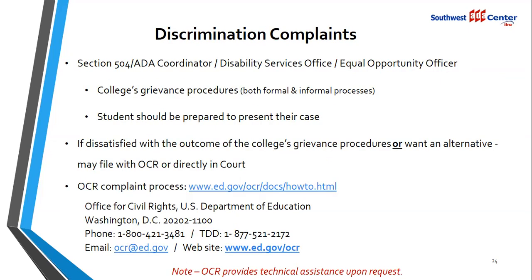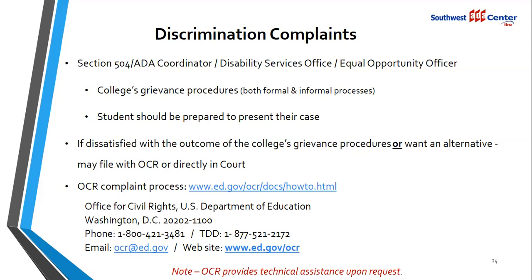Discrimination complaints. If the student believes they have been discriminated against on the basis of disability, the student can go through the college grievance procedure, both formal and informal process. The student should be prepared to present their case. If they are dissatisfied with the outcome of the college's grievance procedures or want an alternative, they can file directly with OCR or file directly in court.